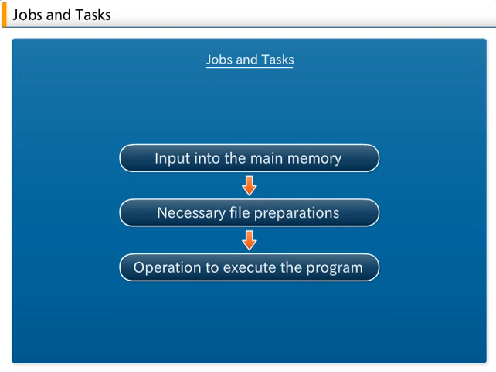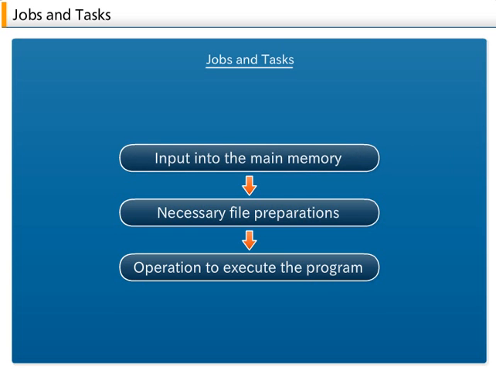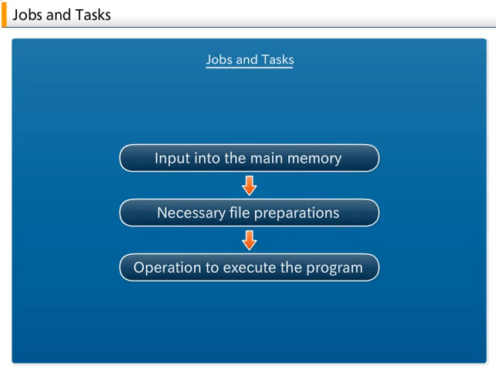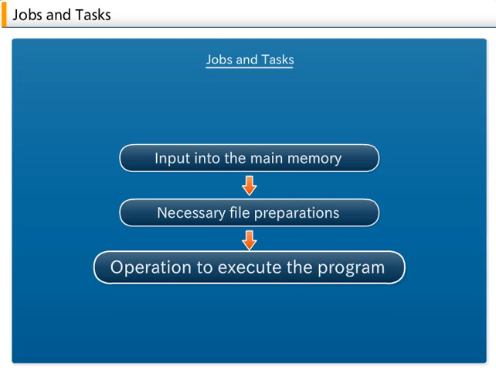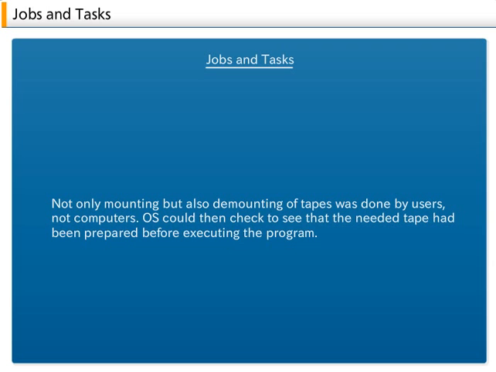A lot of human work was required for operating computers before the appearance of the advanced OS. The program to be executed was read into the main memory. Files that were needed by the program were prepared. In the days when tape devices were the mainstream, the tape was mounted on the tape drive. Next, the operation to execute the program was done. Of course, not only mounting but also demounting of tapes was done by users, not computers.